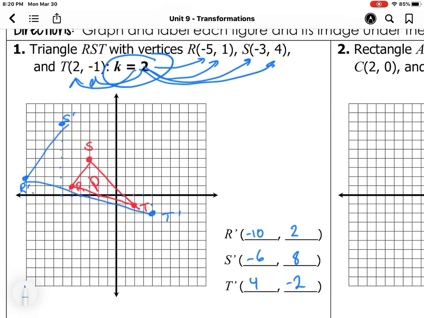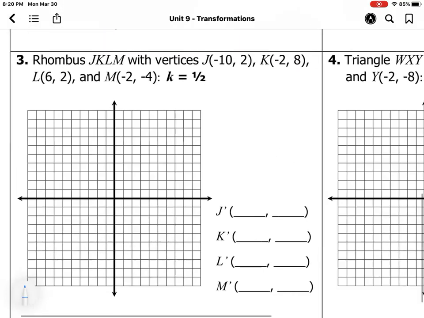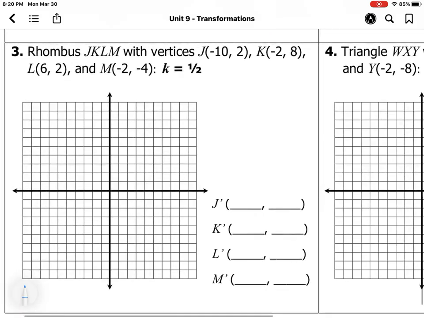So when we graph it, we can see that our image is definitely bigger than our pre-image, right? Let's take a look at another one. All right, it says rhombus JKLM with the vertices J (-10, 2), K (-2, 8), L (6, 2), and M (-2, -4), right? And the scale factor for this one is a half.